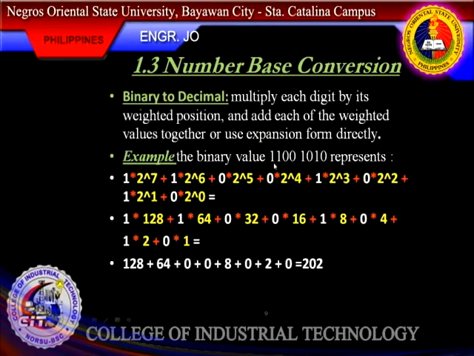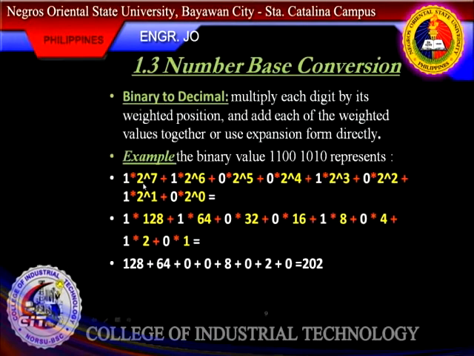So for an example of a binary value, for example 11001010, we're going to convert this one. So starting here, we have to put 0 as our exponent. So from the rightmost bit, we are going to start 0, 1, 2, 3, 4, 5, 6, 7. So what we're going to do is multiply 1 times 2 to the power of 7, plus 1 times 2 to the power of 6, plus 0 times 2 to the power of 5, plus 0 times 2 to the power of 4, plus 1 times 2 to the power of 3, and 0 times 2 to the power of 2, and plus 1 times 2 to the power of 1, and 0 times 2 to the power of 0.